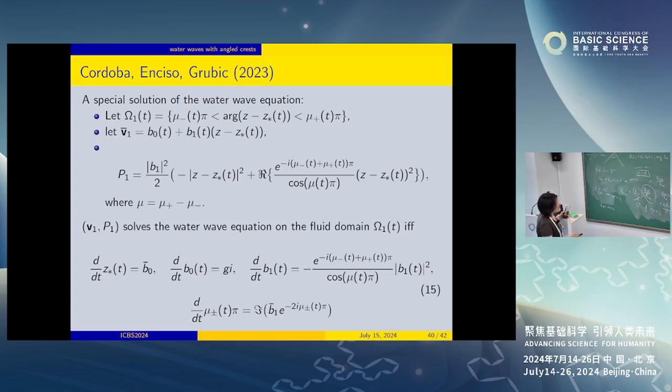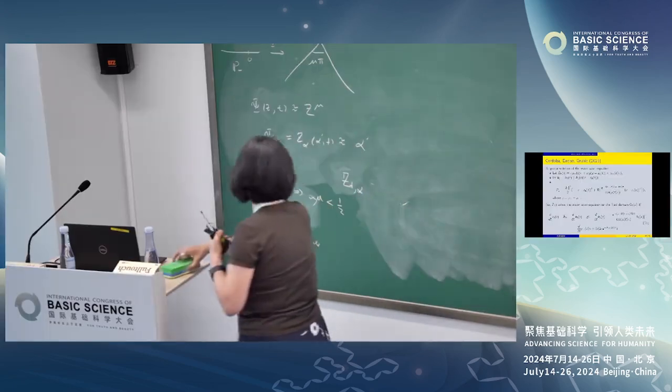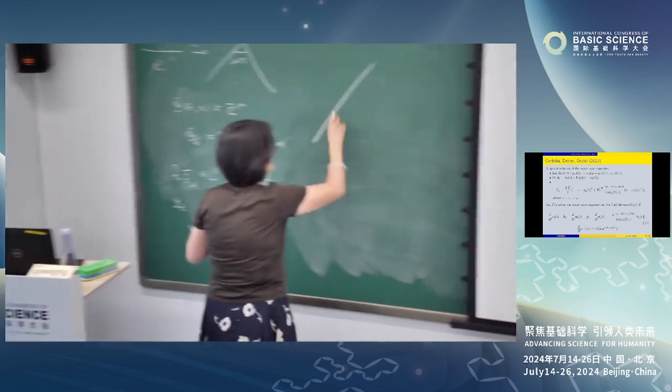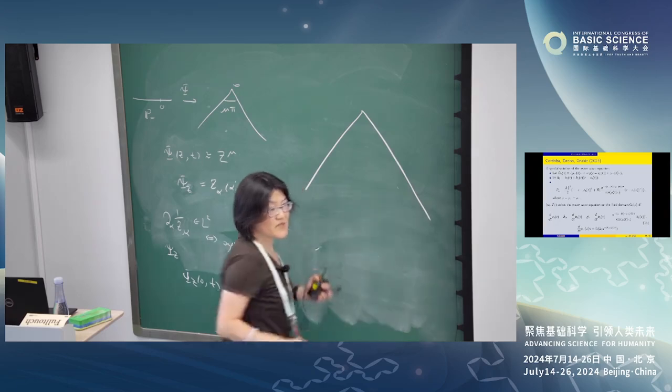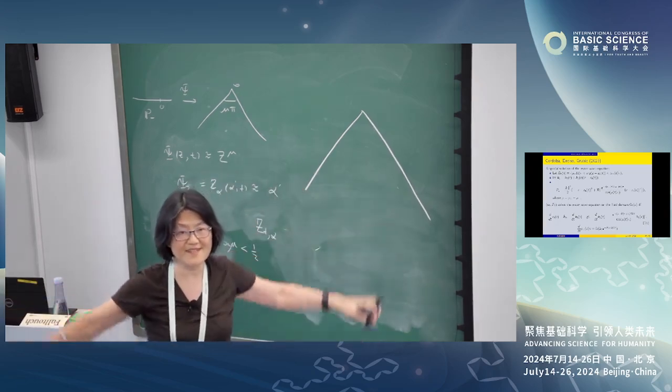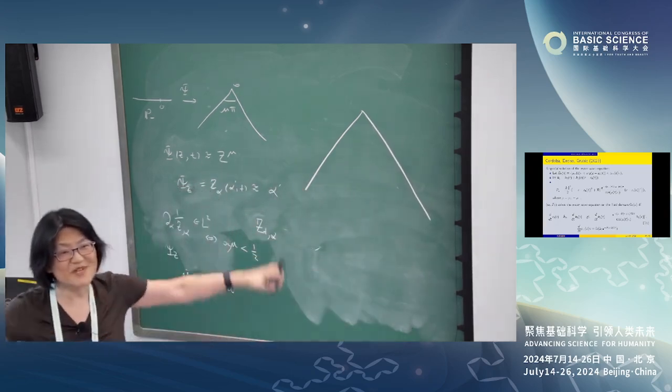It turns out that this is a special solution of the water wave equation. So what is this special solution? If you look at this, the water region has two fixed arms, like that. This is a completely straight line, so it can just go up like this, a straight line moving up.